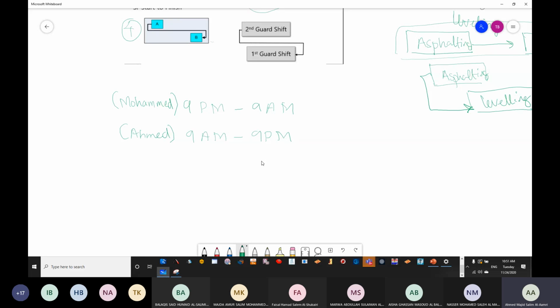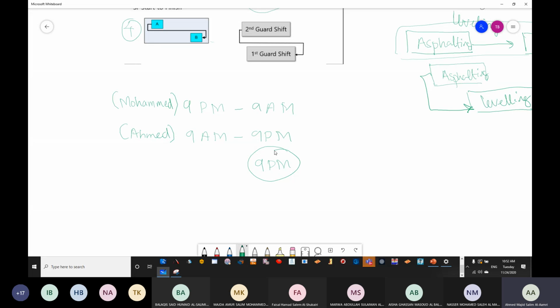Now it came 9 p.m. but Muhammad has not arrived yet. Can I finish my duty, or I need to wait for him? It came at 9 o'clock, but Muhammad is not there. Can I leave the place or I need to wait for him? You need to wait for Muhammad, right? You need to wait for him.